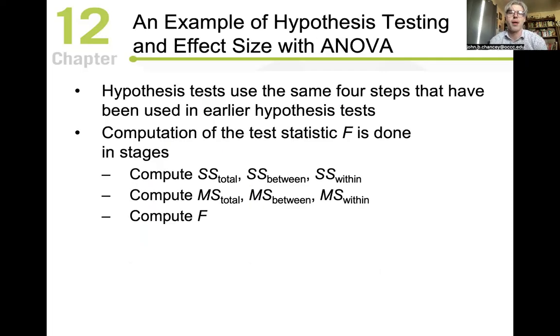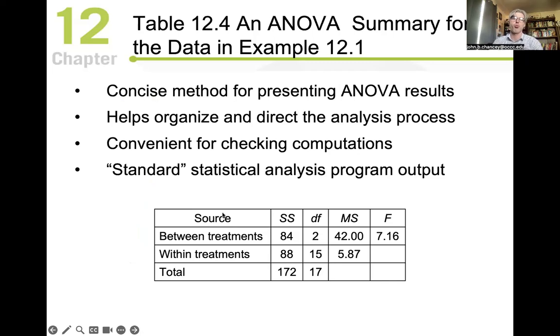Okay, so here's what this might look like. For the hypothesis test, use the same four steps that have been in our previous hypothesis tests. Choose your alpha level. You need to draw it out if you can. You're going to compute your test statistic. F is done in stages. Compute your sum of squares total, which allows us to calculate between and within, then our mean squares between and within, and that allows us to compute F. And here's what this will break down to.